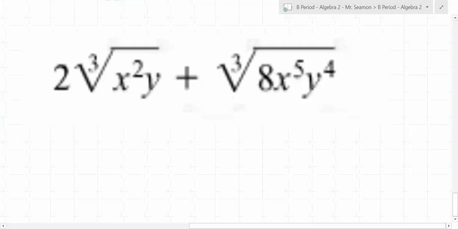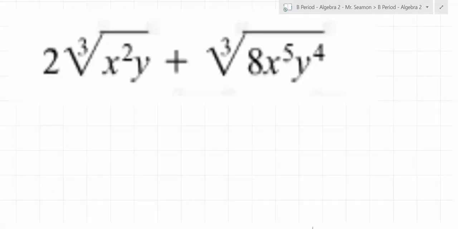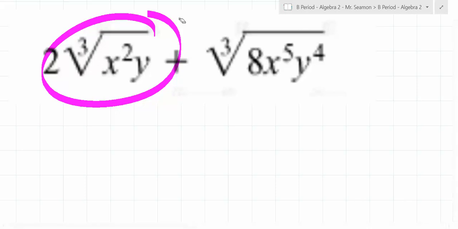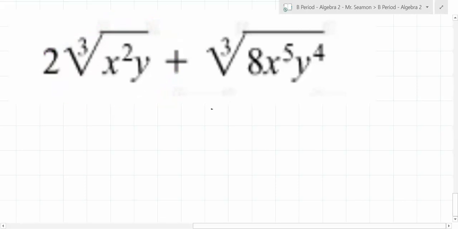Okay, simplify this. I want you to play around with this first before we talk about that. Play around with that first. You want to work on this one? Let's work on the second one. Why the second one? Because at least there's the 8, right?